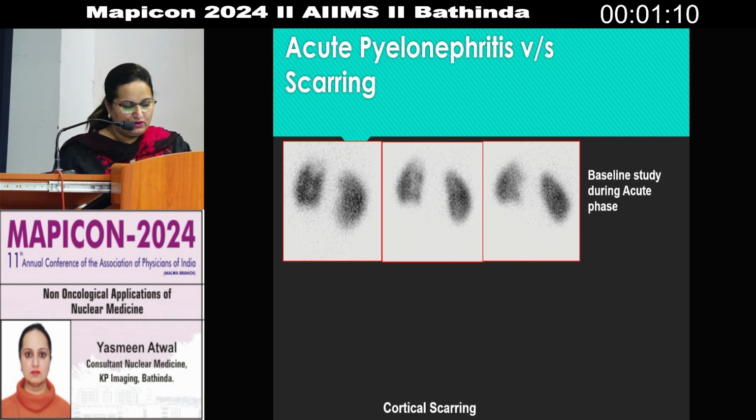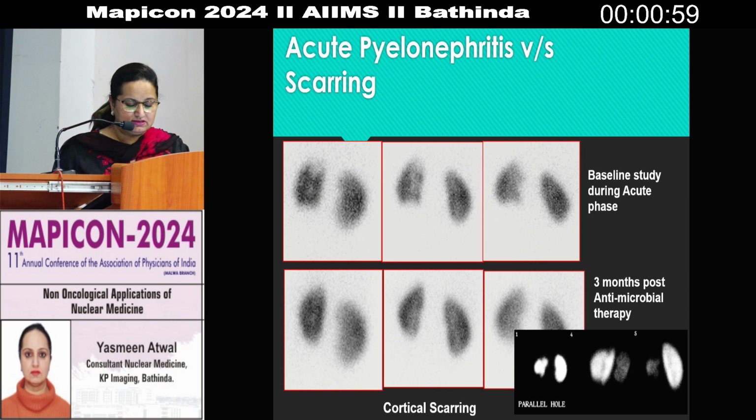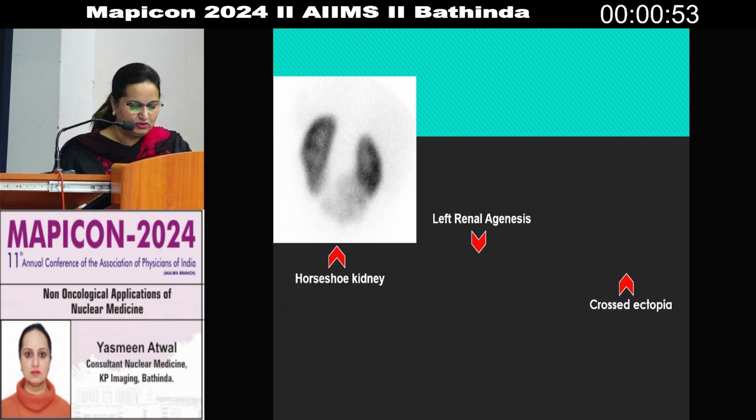This is the image of acute pyelonephritis. On left kidney in the upper pole, we see a photopenic area, which after 3 months of post-antimicrobial therapy, healed with no scarring. And this is the corner image of another patient which shows scar in the left kidney upper pole region. It is a wedge-shaped defect which is known as the scar.